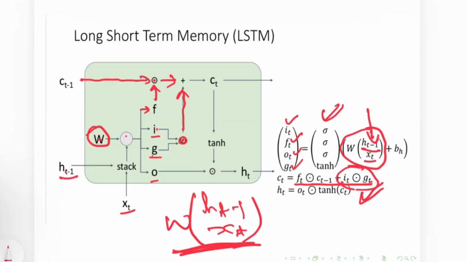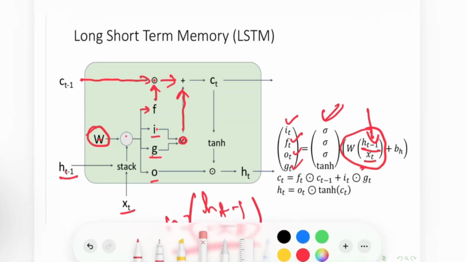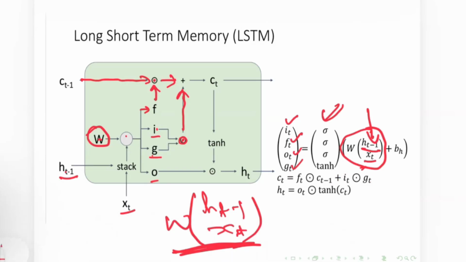And then you have to add these two terms that we have seen. So add the first term and second term, that we are doing here, and that will give you C_t. So you got the C_t. I'm just showing it in a pictorial manner.